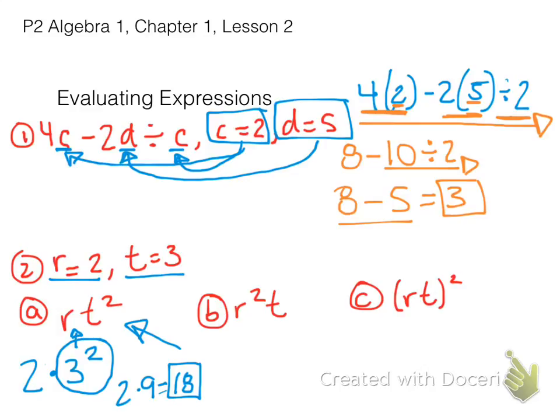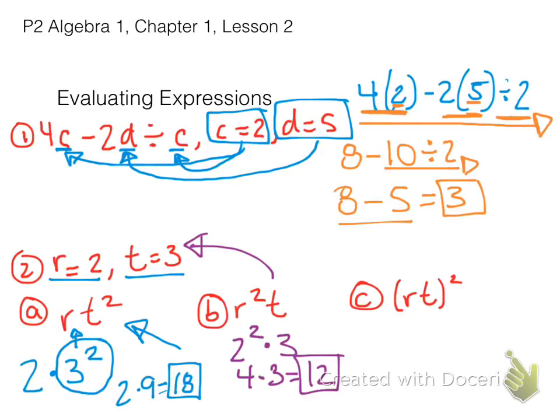Alright, let's do B. R is 2, so it's going to be 2 squared, 2 to the second power, times 3, because t is 3. So now I have 2 times 2, because 2 to the second power means 2 times itself. That's 4 times 3, which is equal to 12.